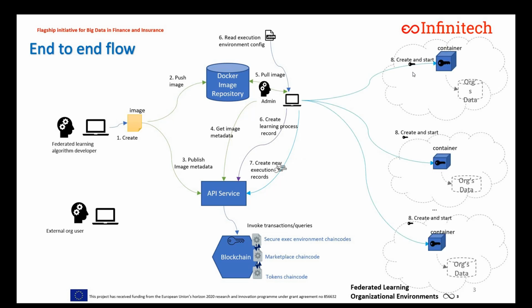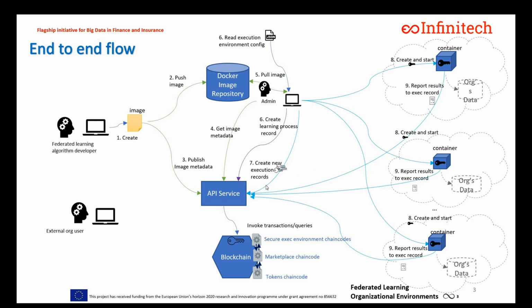In step 8, the orchestrator script creates a Docker container for each node running the computation from a federated learning image, it passes the private key as initialization to this container, and this container is executed on the organizational node using as input the organizational data. At the end of this execution step, the results of the computation, signed with the container private key, update the execution record created for this container.